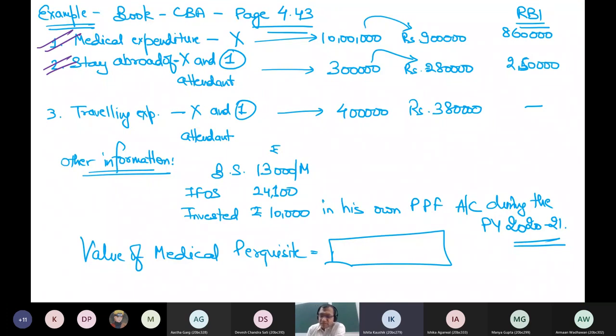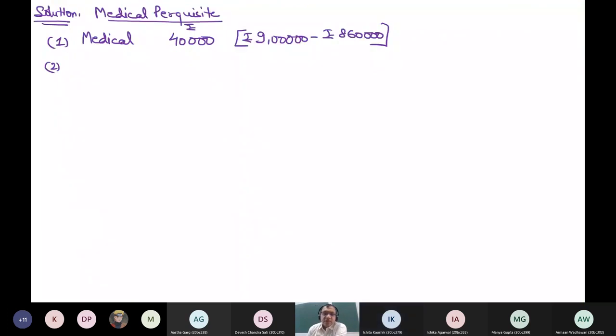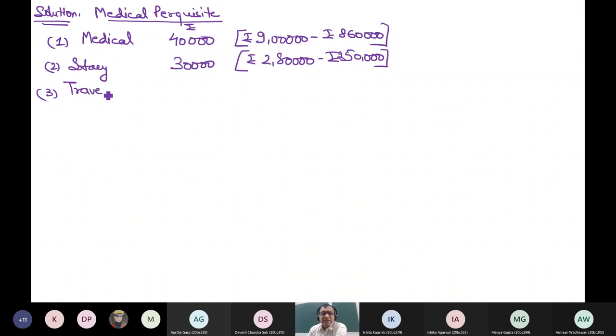30,000. So I got 2 lakh 80, out of which exempt 250, taxable is 30,000. Now how much traveling is taxable? For this we need to do a working note.